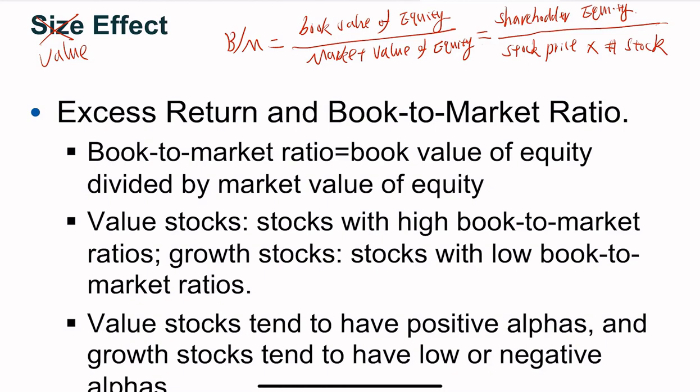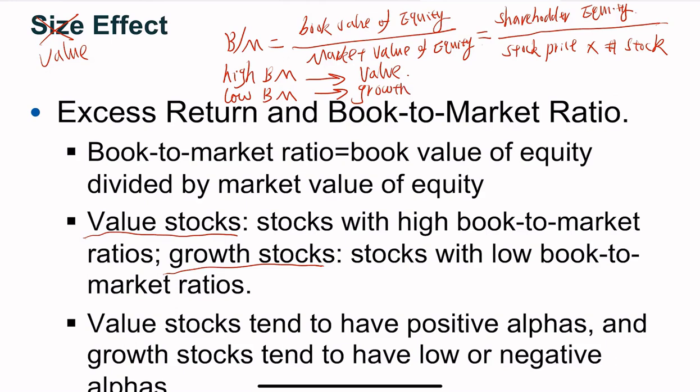Now, why do you want to calculate this ratio? Because you want to separate your stocks into two different categories: value stocks and growth stocks. What are value stocks? Value stocks are stocks with a high book to market ratio. So if you have a high BM ratio, then you categorize this stock as a value stock. And if you have a low BM ratio, then you categorize this stock as a growth stock.